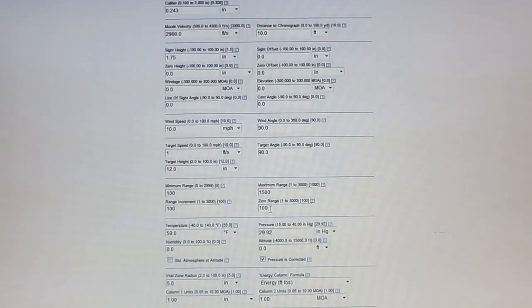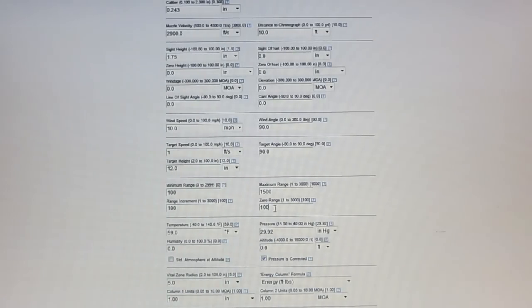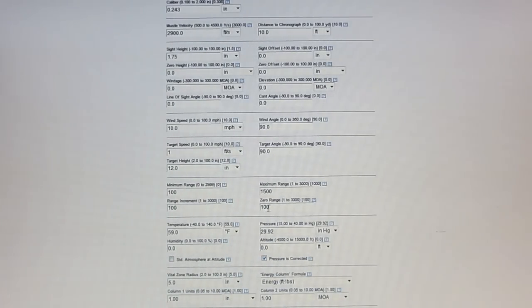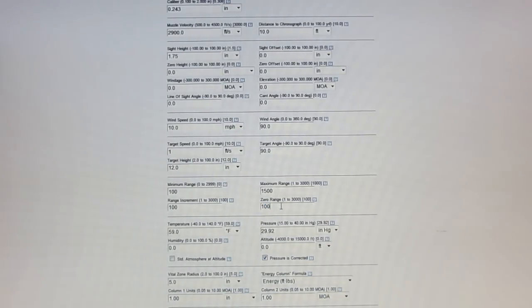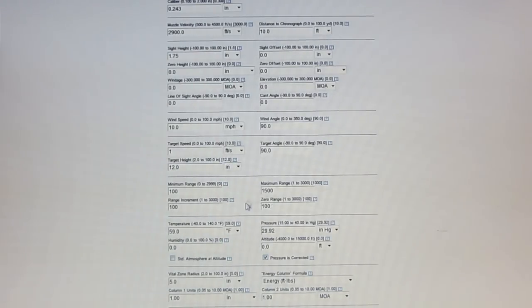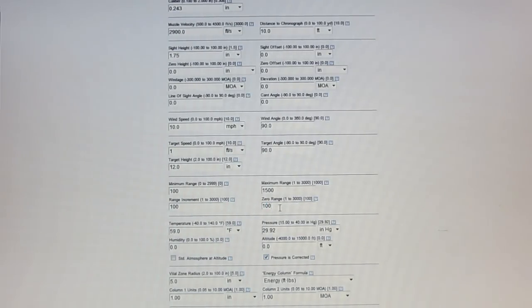Our zero range, I'm going to zero this rifle at 100 meters. So if I was at a standard American rifle range that's 100 yards, I'd have to note that I'd have to change this to 91.4, okay? So if you're zeroing your rifle at a 100-yard rifle range in America, and your ballistic tables are in meters, you're going to change this to 91.4 because that's how many meters are in 100 yards, okay? But I'm just going to do this out in the field. I can zero at whatever range I want. So I'm going to leave that at 100.